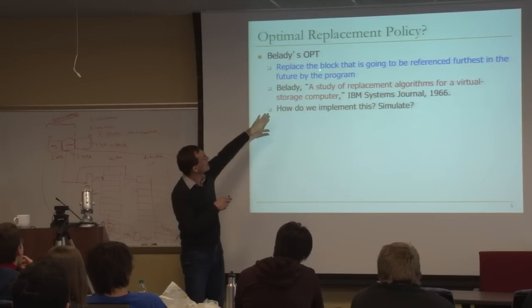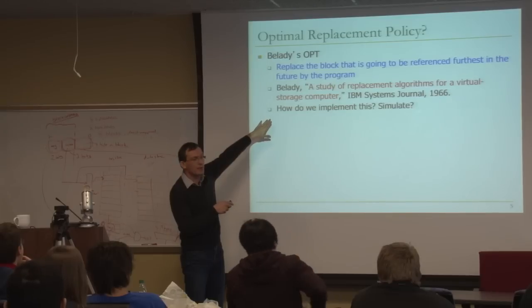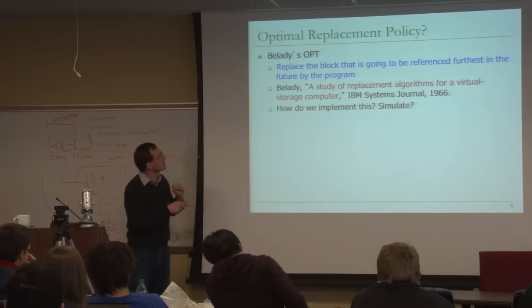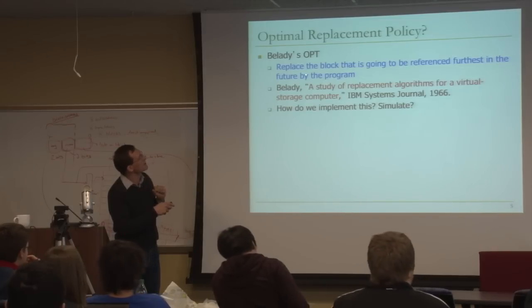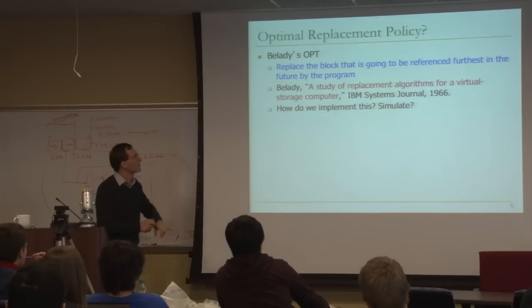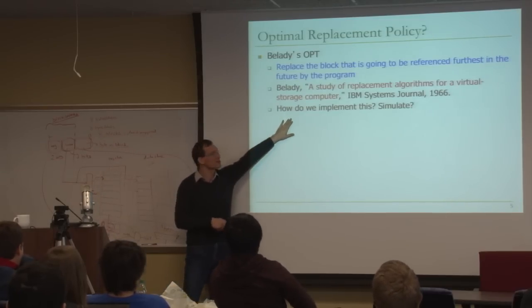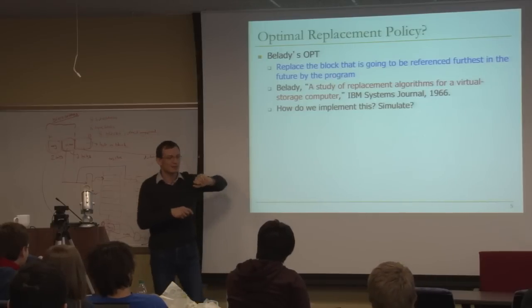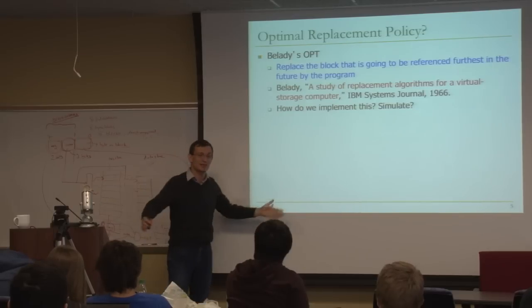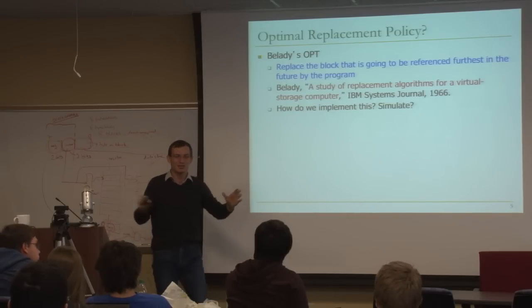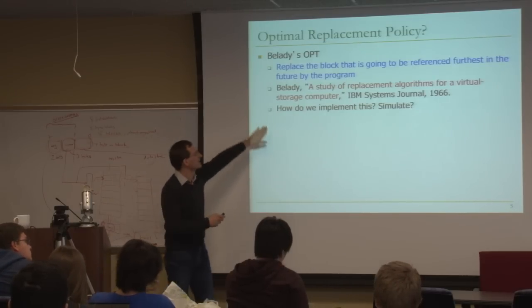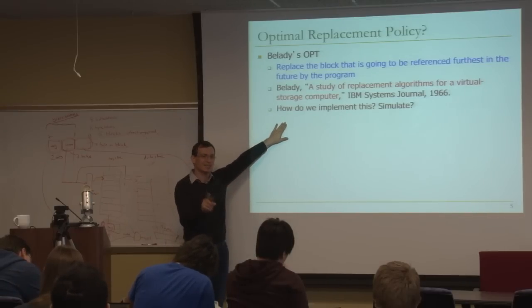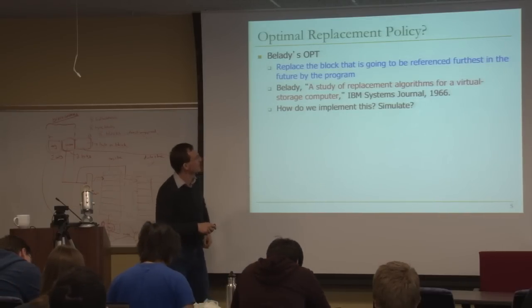The idea of optimal replacement was developed within the context of virtual memory. How do you actually manage physical memory as a cache? And what is optimal replacement? Basically, replace the block that's going to be referenced furthest into the future by the program. Obviously, you cannot implement this because you need to know the future. You can potentially predict it, and LRU is a predictor for this, actually. LRU assumes a particular reference pattern, but it may not always work if the reference pattern is not cyclic, like we've discussed.